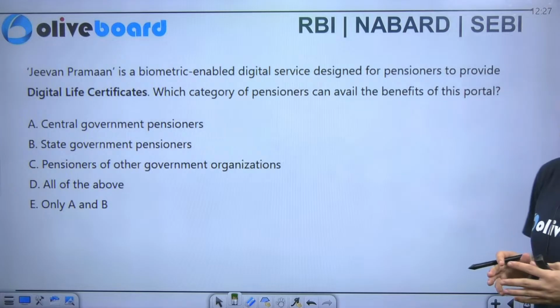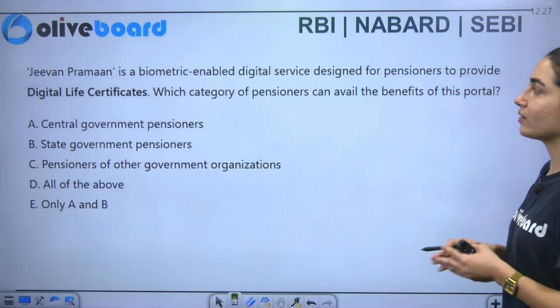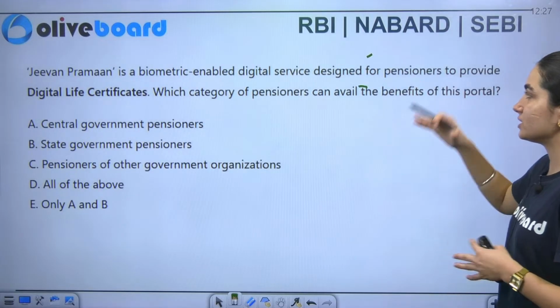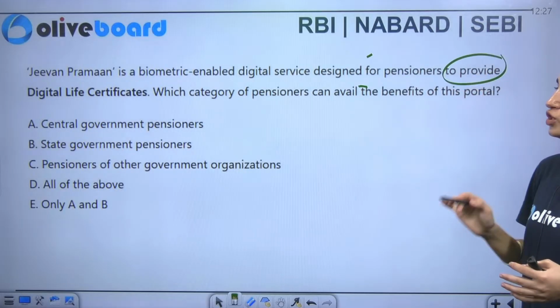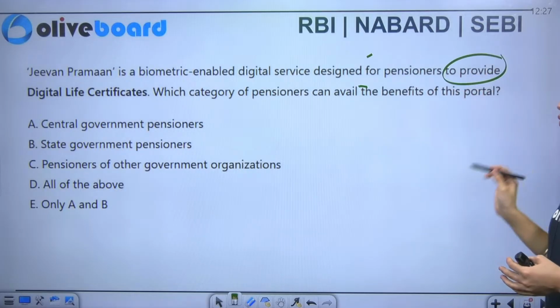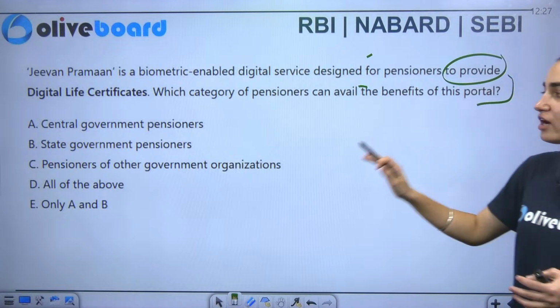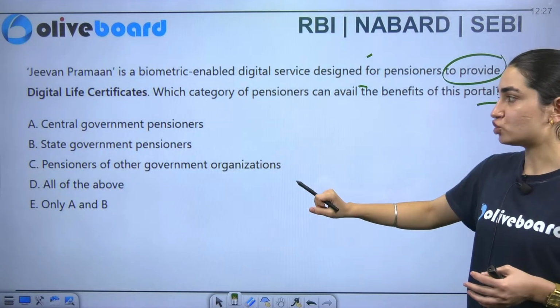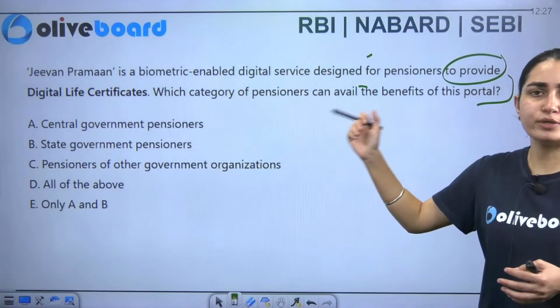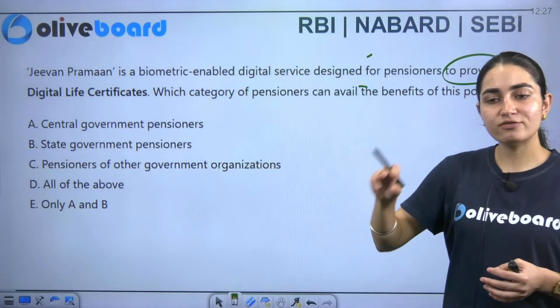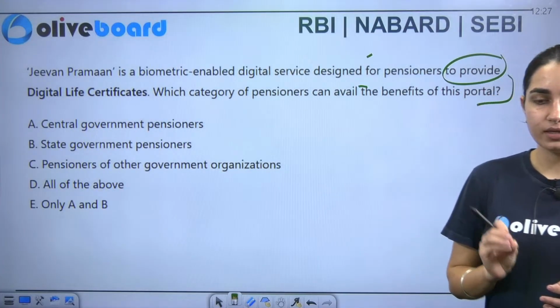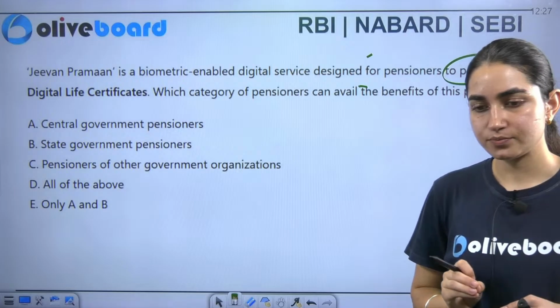Now the next question says, Jeevan Pramaan is a biometric-enabled digital service designed for pensioners to provide digital life certificates. Which category of pensioners can avail the benefit of this particular portal? Central government pensioners, state government pensioners, pensioners of other government organizations, all of the above, or only A and B? Now tell me, which one is the correct answer?